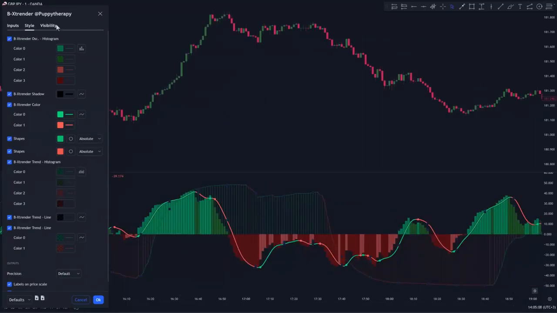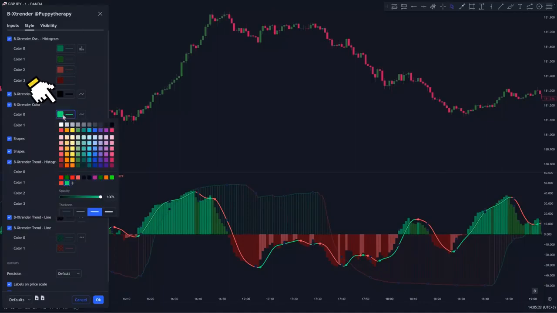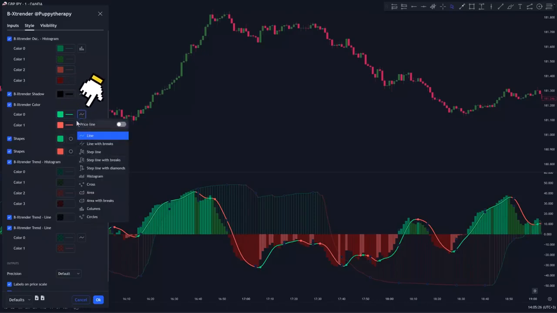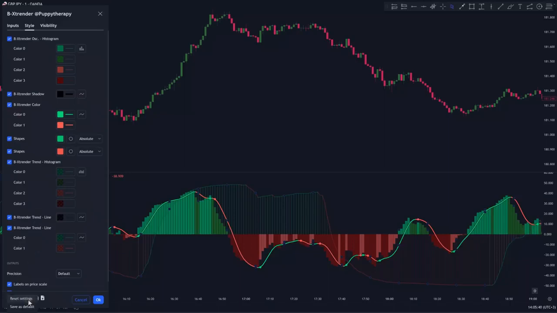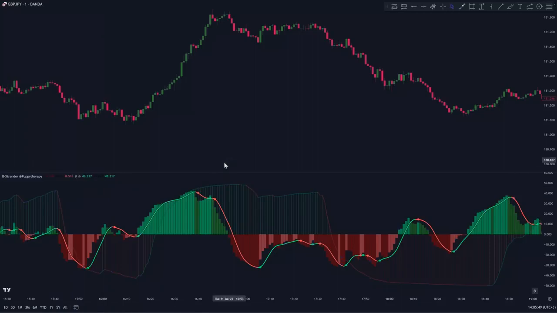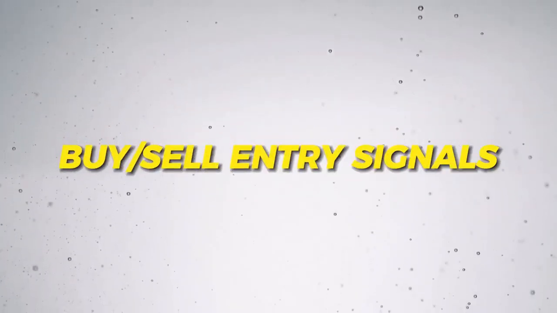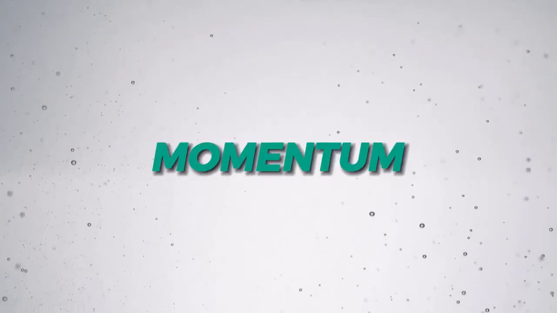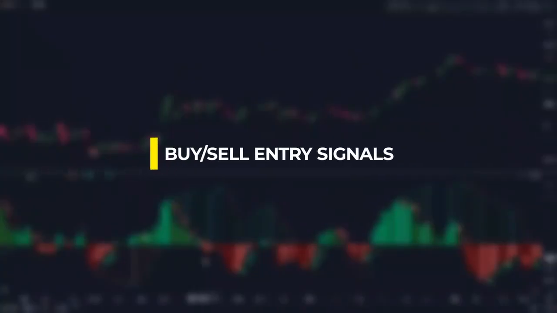As you can see here, the style settings of this indicator has lots of customizations. You can basically change the color, the display style, and the thicknesses of each of these indicators' components. For the strategy we're going to showcase in this video, all the settings are going to be left at their default values. Now, let's go over how this indicator can be used to identify buy and sell entry signals, trends, and momentum. First, buy and sell entry signals.